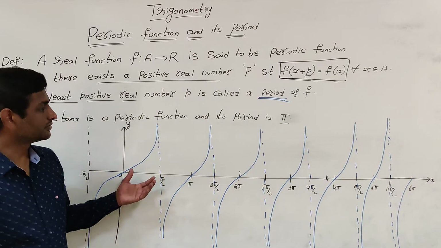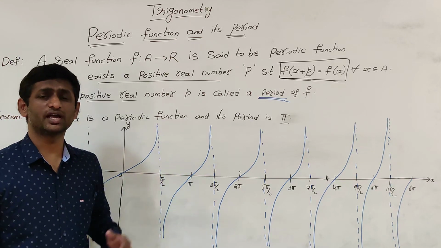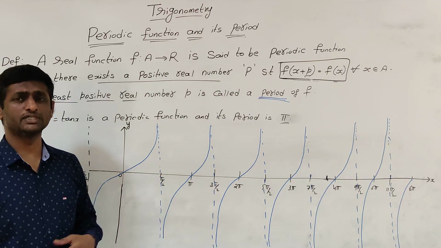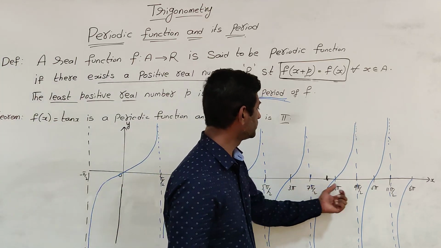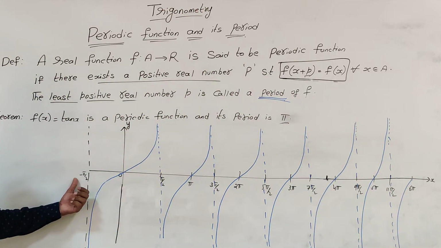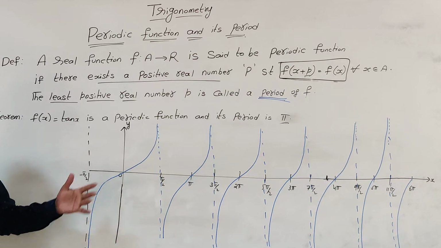So we'll see the graph of tan x. What is the domain of tan x? It is all real numbers except odd multiples of pi by 2. It is not defined for pi by 2, 3 pi by 2, 5 pi by 2, 7 pi by 2, 9 pi by 2, 11 pi by 2 or minus pi by 2. And the range of tan x is R.